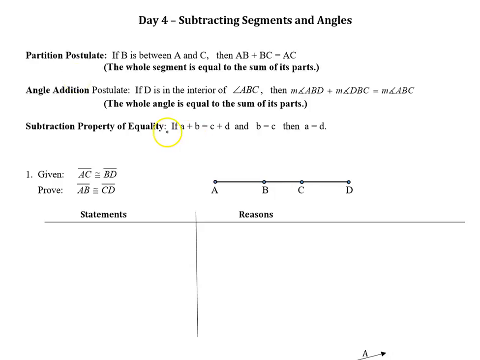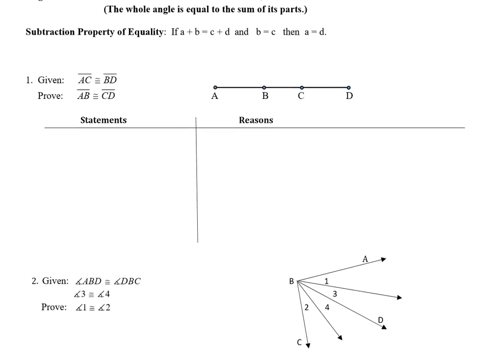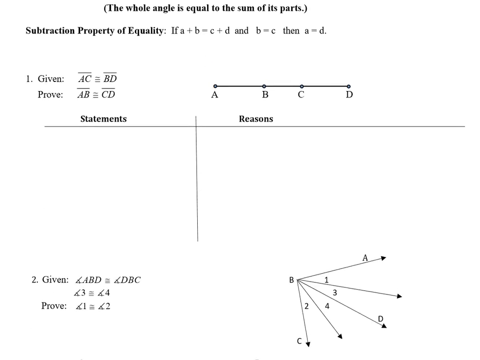Now what our property says is that if A plus B is equal to C plus D, then B equals C and A equals D. Okay, so let's see how this works here. I'm telling you that AC is congruent to BD, and I want to show that AB is congruent to CD.